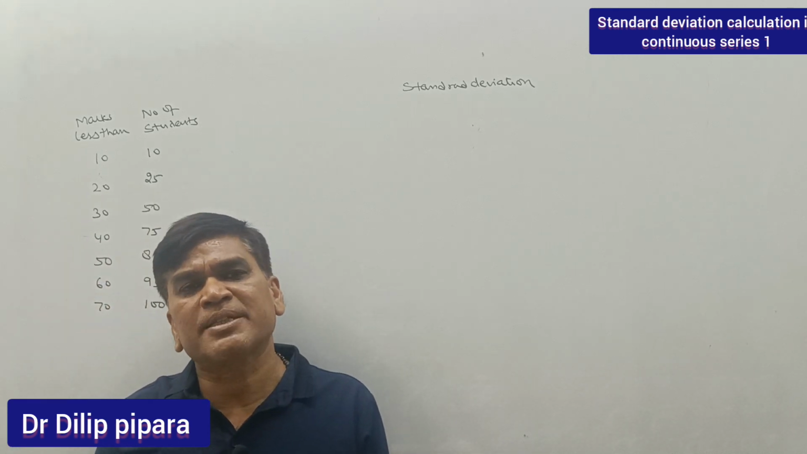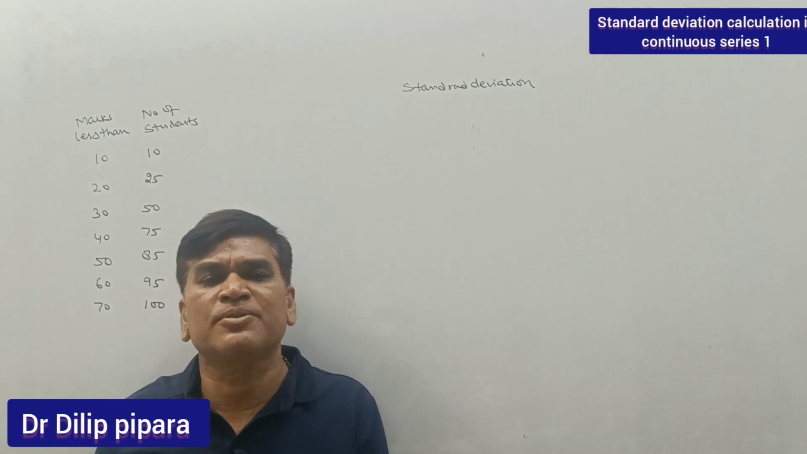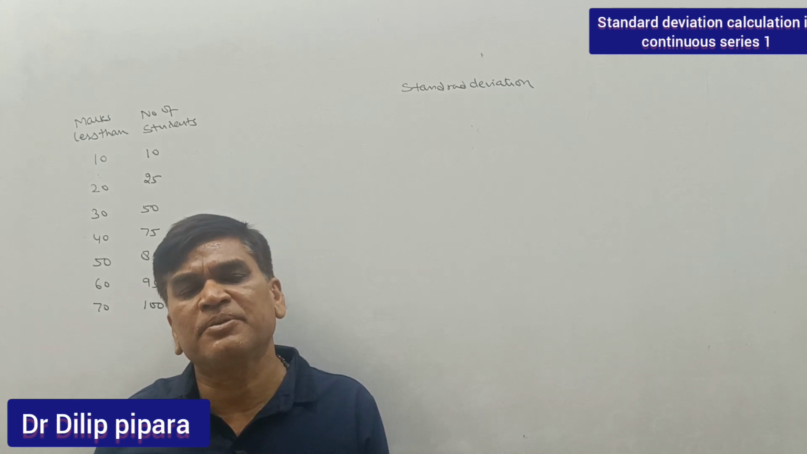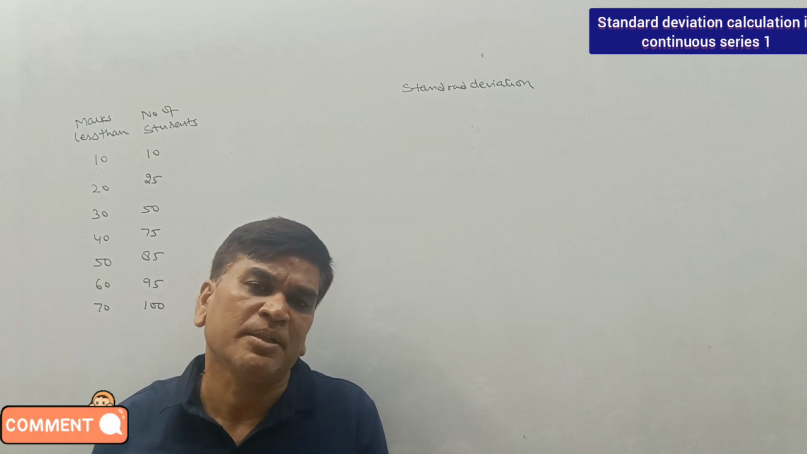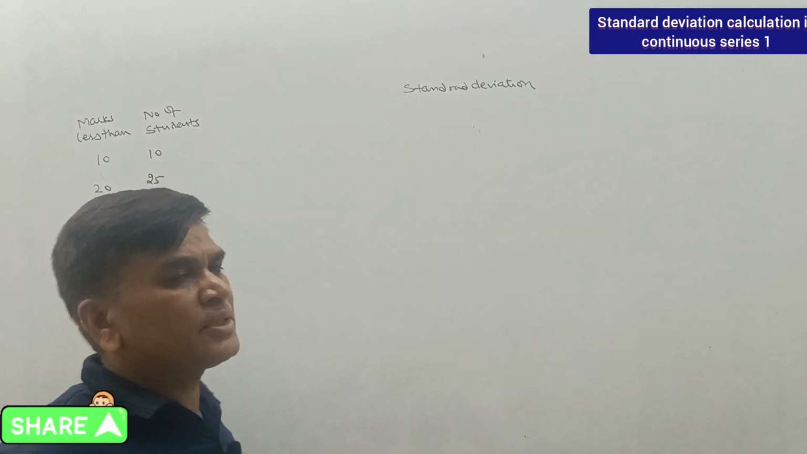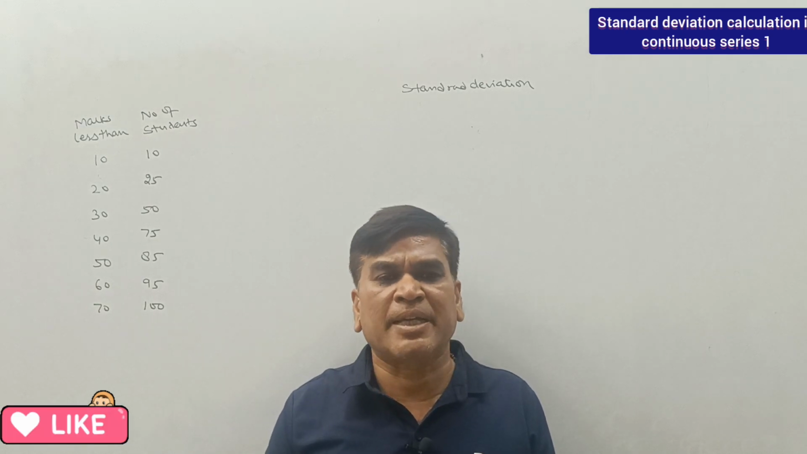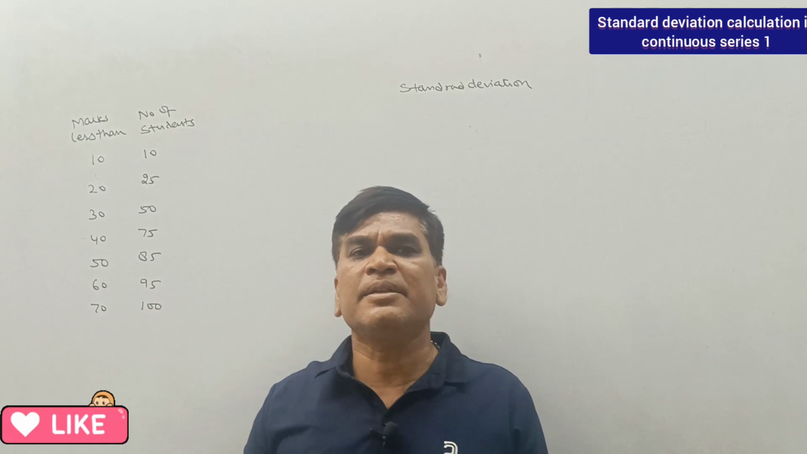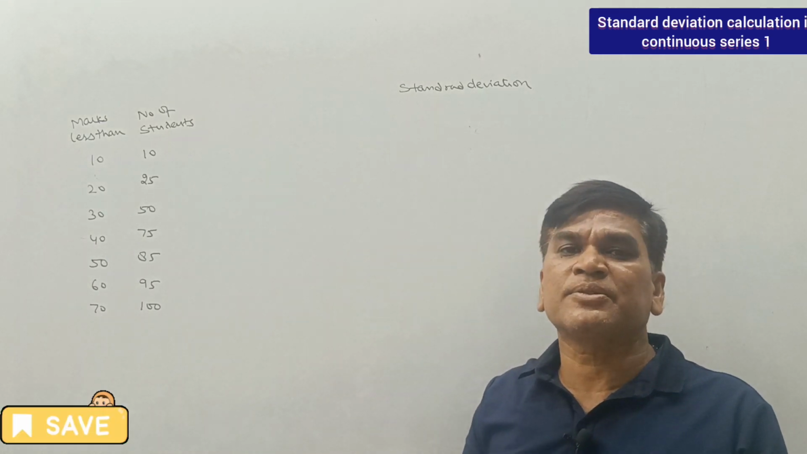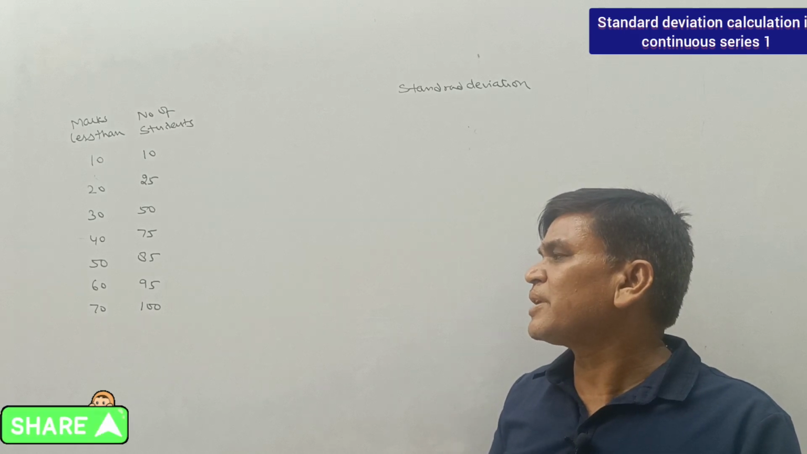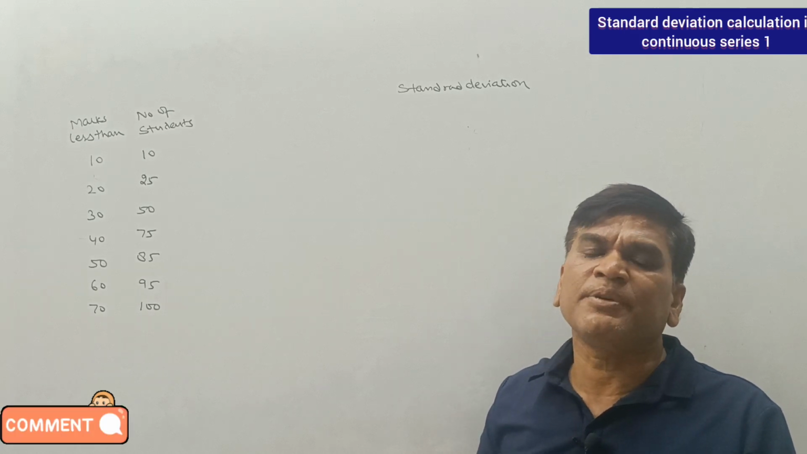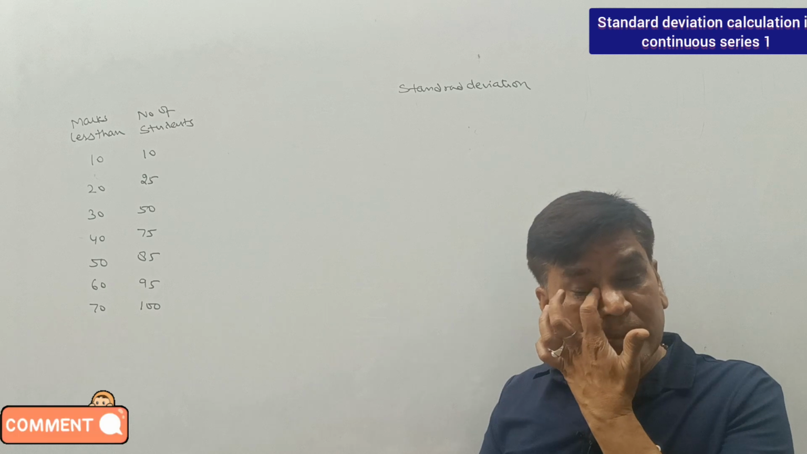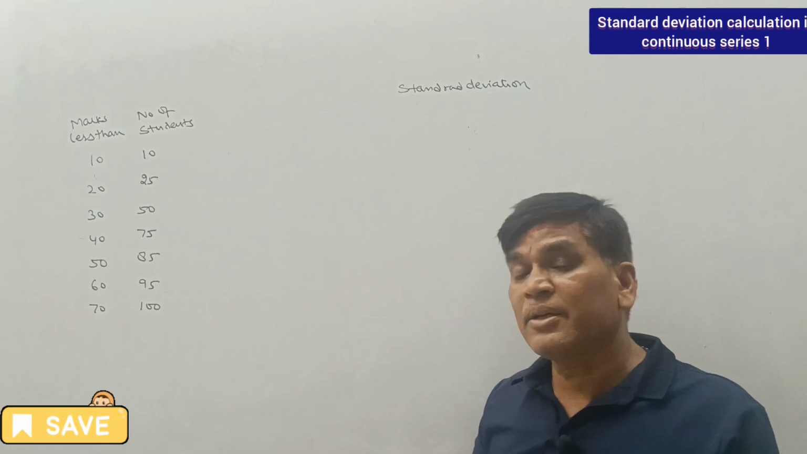In this video we will discuss two questions of the continuous series. The first question we will do with the help of the direct method, and the second question with the help of the assumed mean method. The question given on your screen is: marks less than 10, less than 20, less than 30, less than 40, less than 50, up to less than 70. 10 students score marks less than 10, 25 students score marks less than 20, 50 students score marks less than 30, 75 students score marks less than 40, and onwards.